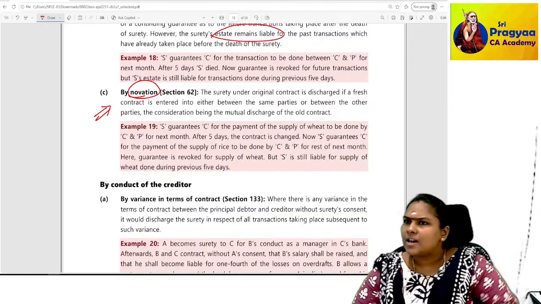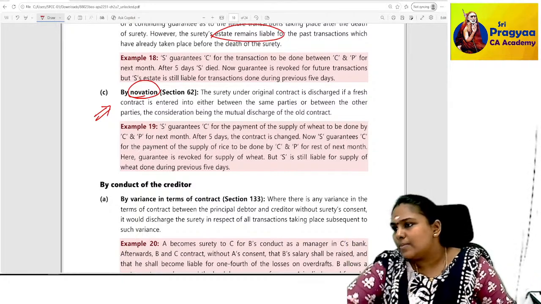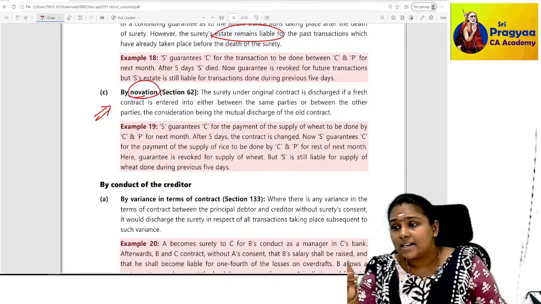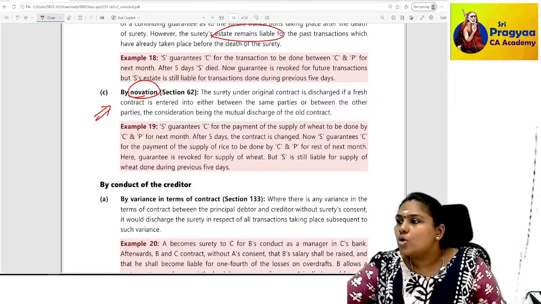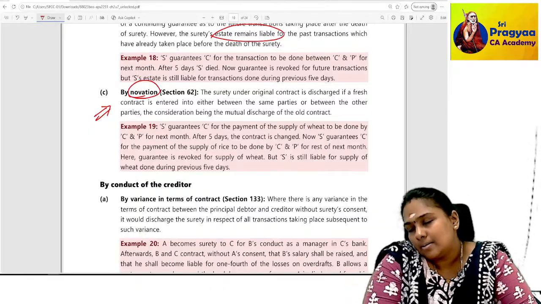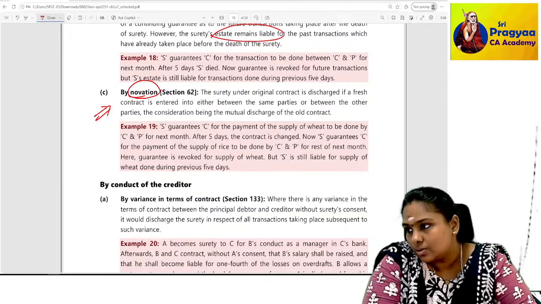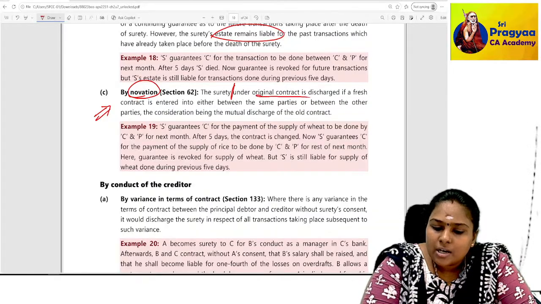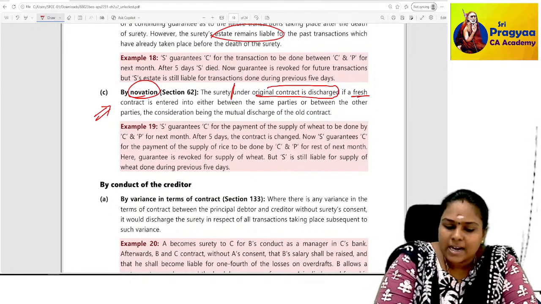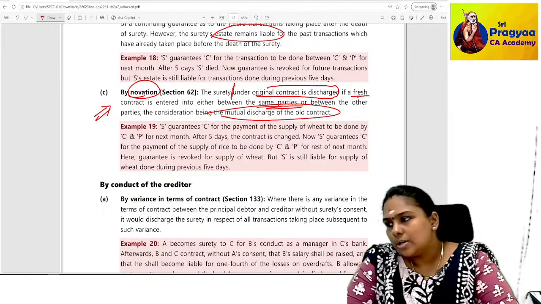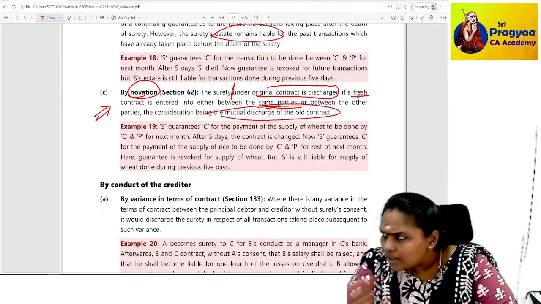But ultimately what happens is the old contract is gone and the new contract comes into picture. Now in this case, if the principal debtor and creditor want to carry out novation, automatically the surety's guarantee will come to a close. It is revoked automatically. Okay, let us read. The surety under the original contract is discharged if a fresh contract is entered into either between the same parties or between other parties, the consideration being mutual discharge of the old contract. Understood? Ma'am, so there is no chance of novation happening?